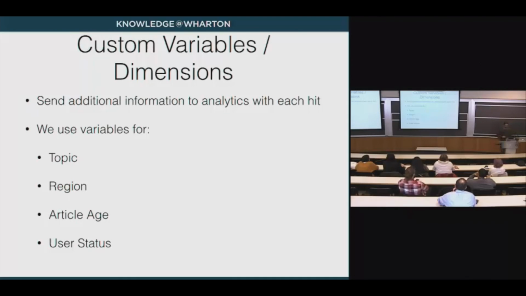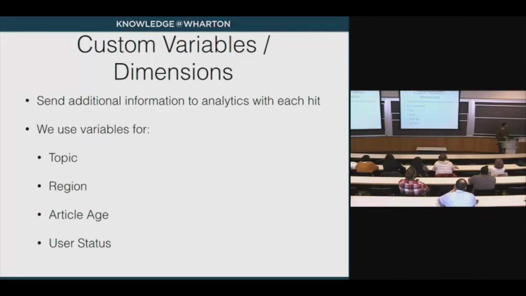So for us, every time you view an article, we also tag it with what topic that article is in, what regions the article is in, the article age, and finally whether or not you're logged in or not. So these things all go to analytics with the collection of that page view, which lets you do some stuff with it. We should add, topic and region are our main navigation avenues.